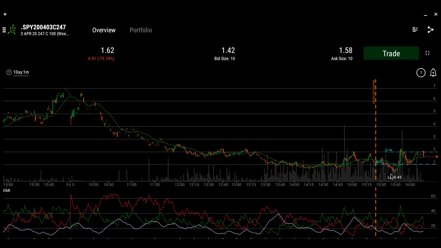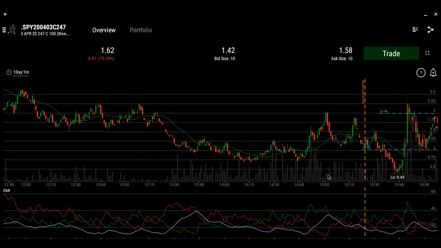So anyway, if I zoom in here, it went down to 43 cents. I was down half of my value there. But I didn't want to try and trade because this happens so fast. That is $3.45. It's happening so fast right here.